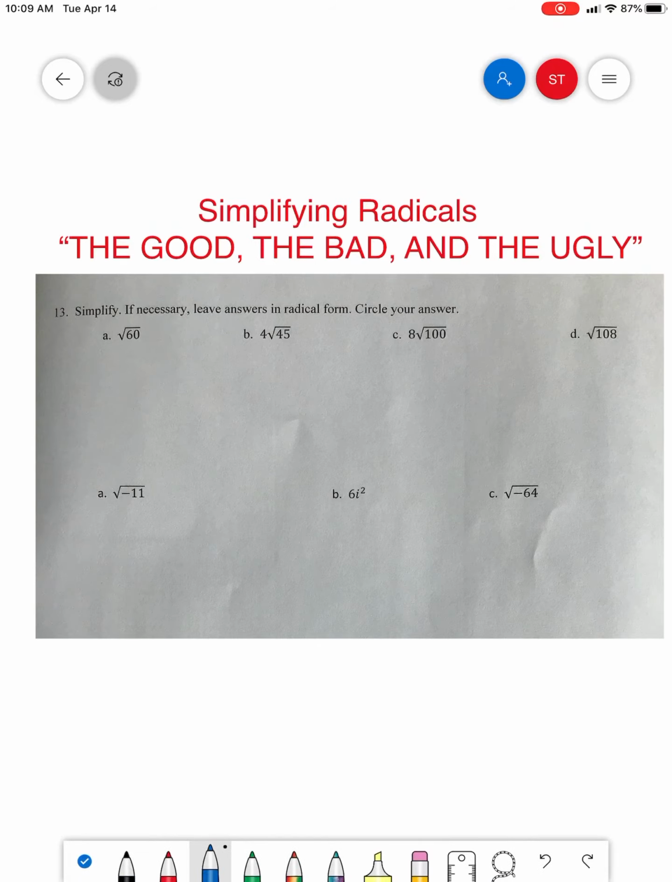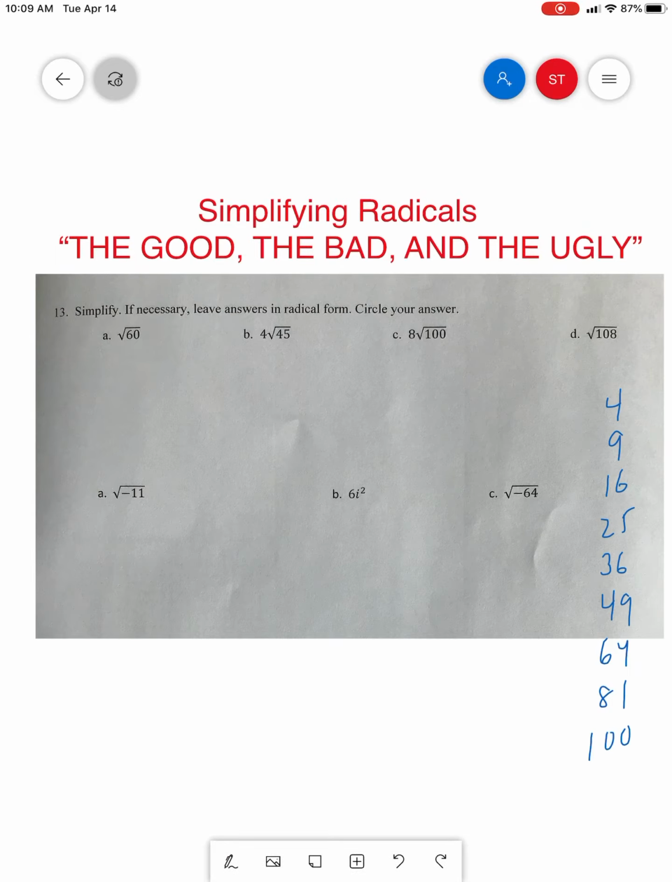There are good numbers. I'm going to list them down here. You try and guess what they are. 4, 9, 16, 25. You guessed it. 6 times 6, 7 times 7, 8 times 8, 9 times 9, etc. You can go on forever, okay? This is a free list of numbers. This is going to make simplifying radicals very easy for you, okay?